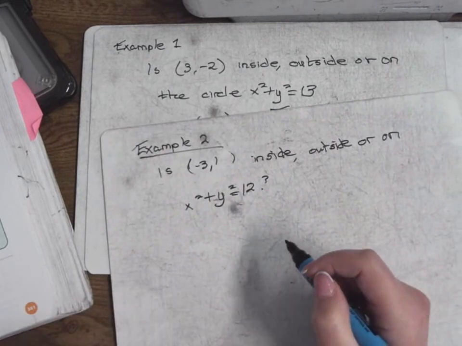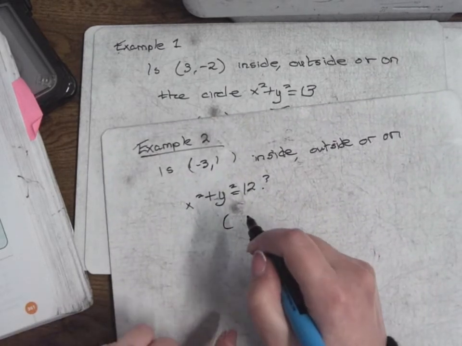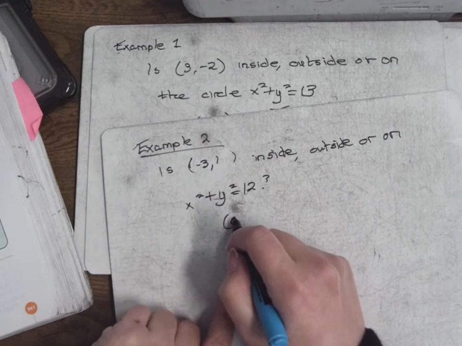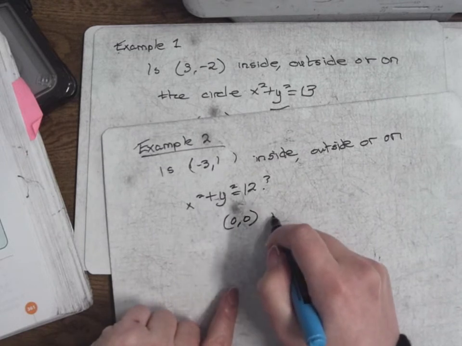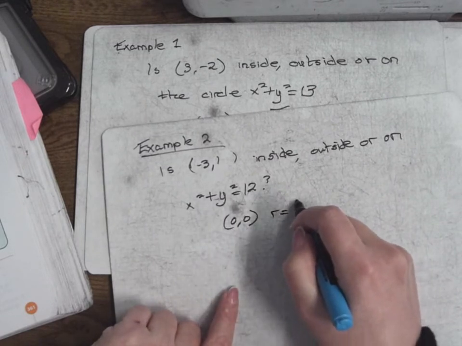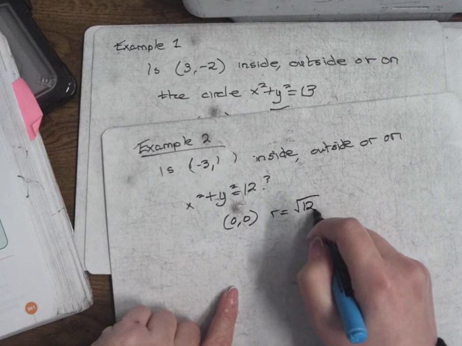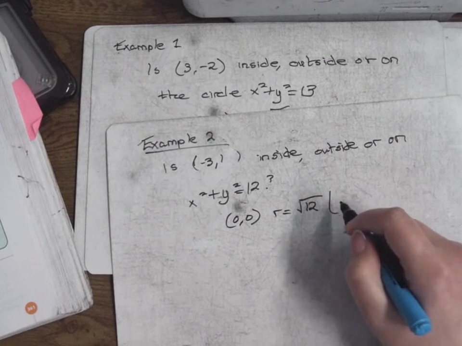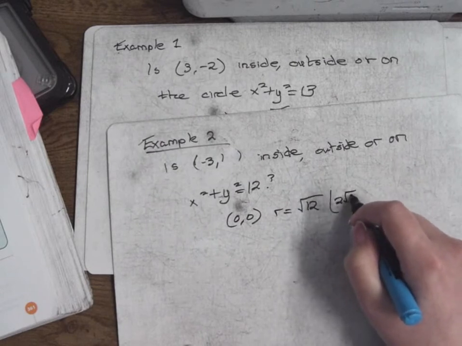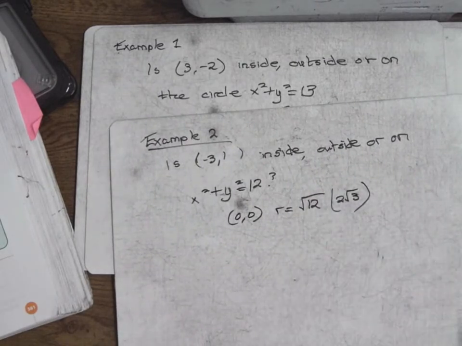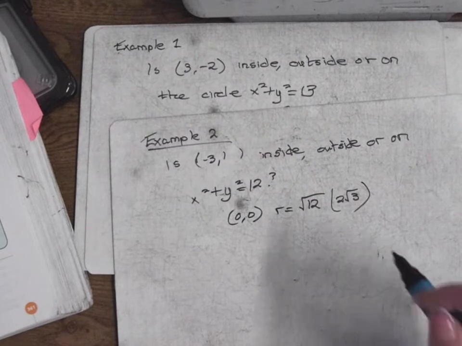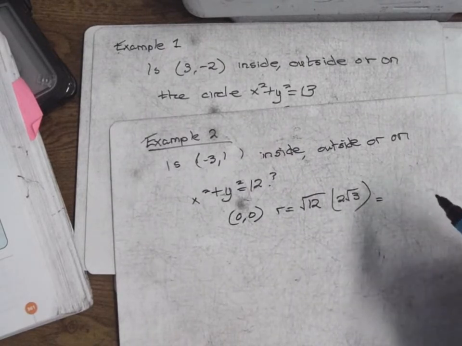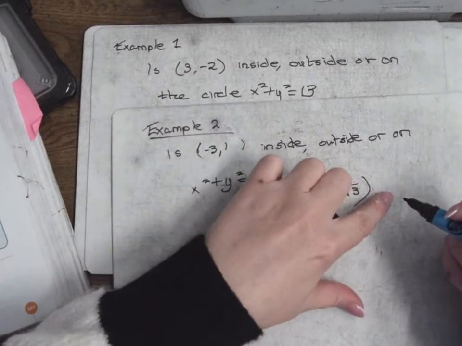Okay, before I start, write down the centre of that circle. What's the centre of that circle? 0, 0. What's the radius of that circle? Square root of 12. Okay, is that right? If you put that into the calculator, it'll come out as 2 root 3. But don't worry about that, that's the exact same thing. You might want to turn it into a decimal just to compare. Actually, we'll leave it for the moment.